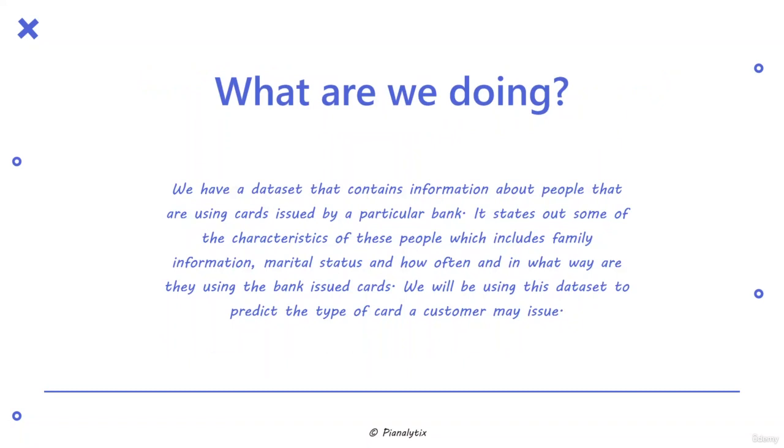First, let's understand what we are trying to do here. So we have a dataset that contains information about people that are using cards issued by a particular bank. Now I won't name the bank, but its data states some of the characteristics of these people, which includes family information, maybe marital status, and how often and in what way they are using the bank issued cards. Now, we will be using this dataset to predict the type of card a customer may issue.